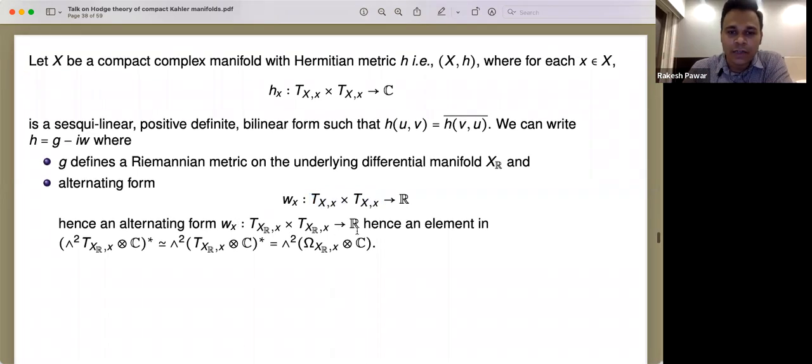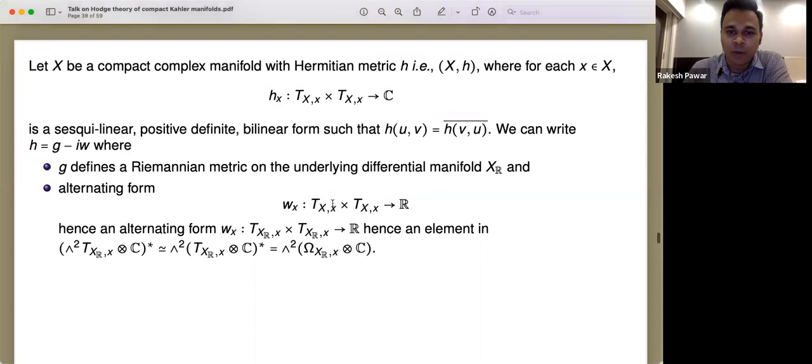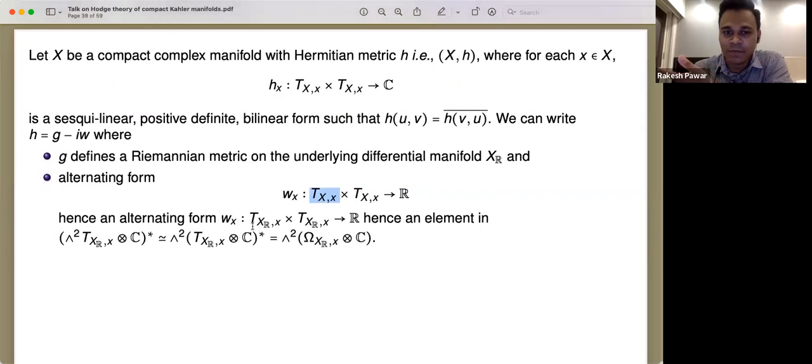So I want to think about this complex vector space as a real vector space now. Right? This is just the same vector space. Think about it as a real vector space. Now, if I think about w as an alternating form on this real vector space, it gives a well-defined element in Lambda^2, the second wedge product of this real vector space, dual. And I complexify it.